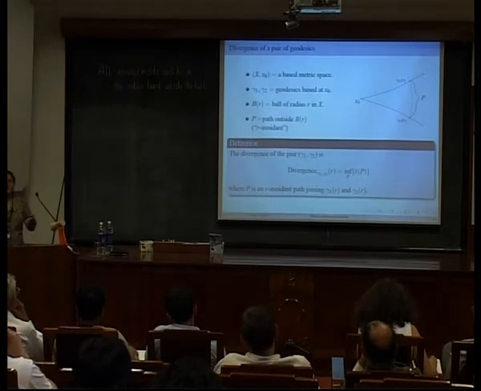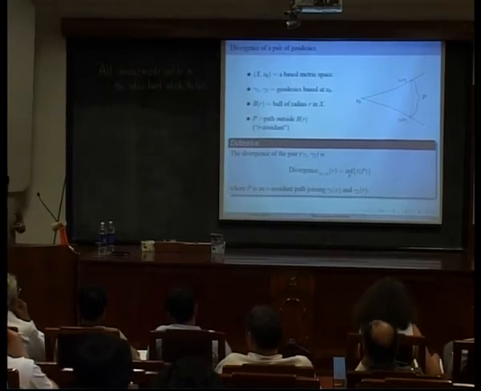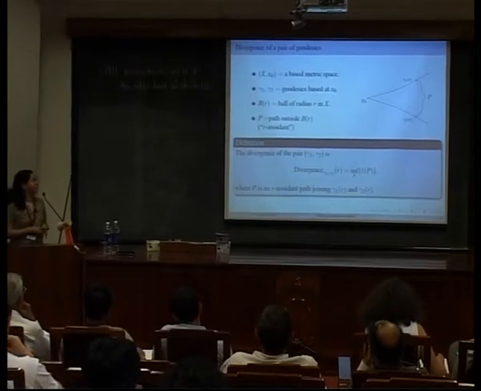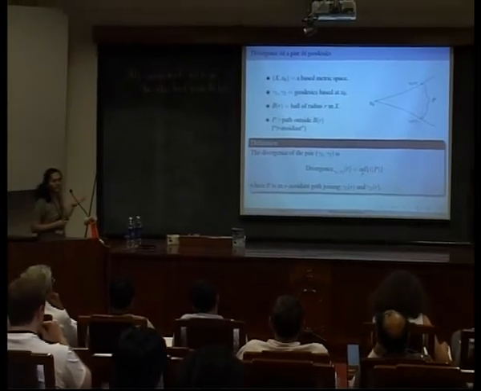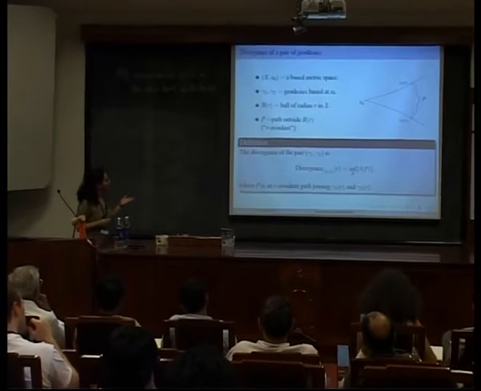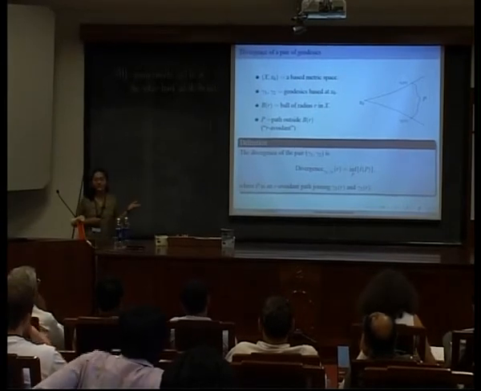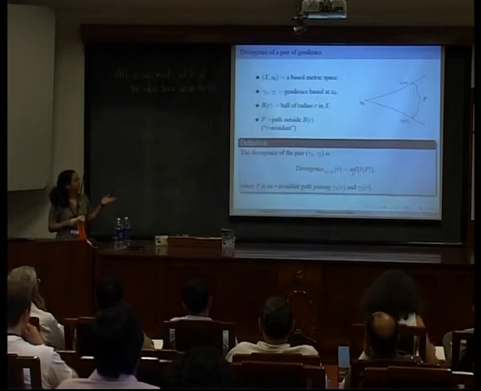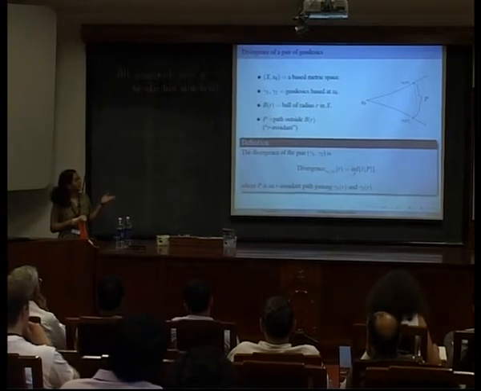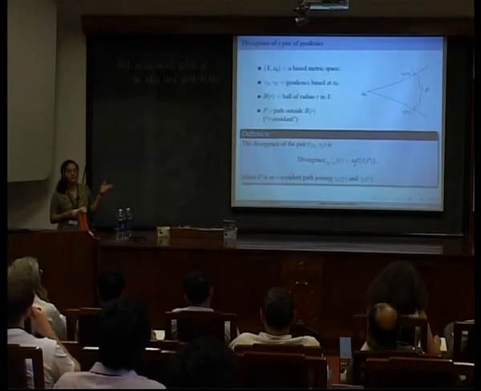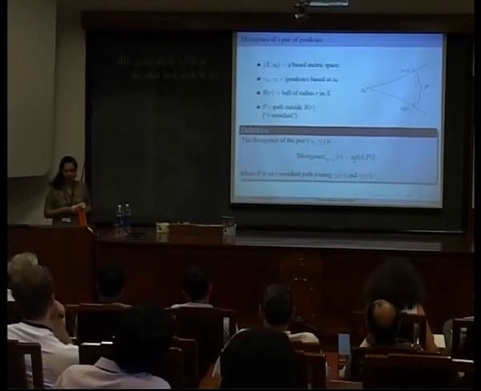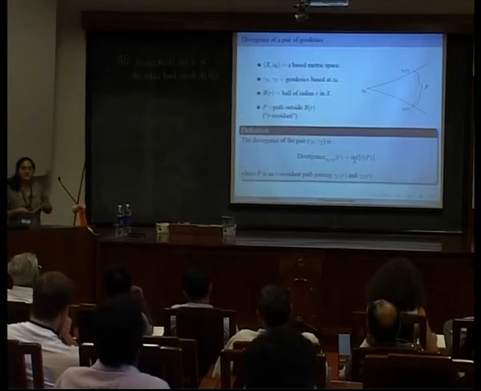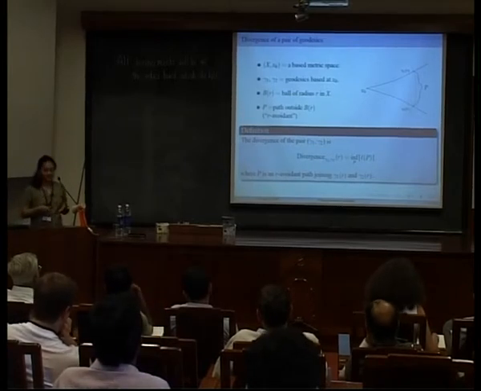And so to quantify how quickly the geodesics are moving away from each other, one thing you could do is to consider what you get from this by varying r. So more precisely, the divergence of the pair of geodesics, gamma 1 and gamma 2, is a function whose value at r is the infimum of the lengths of these paths that connect the time r points and are r-avoidant. Okay, so this is something that measures the spread of a pair of geodesics in a space.